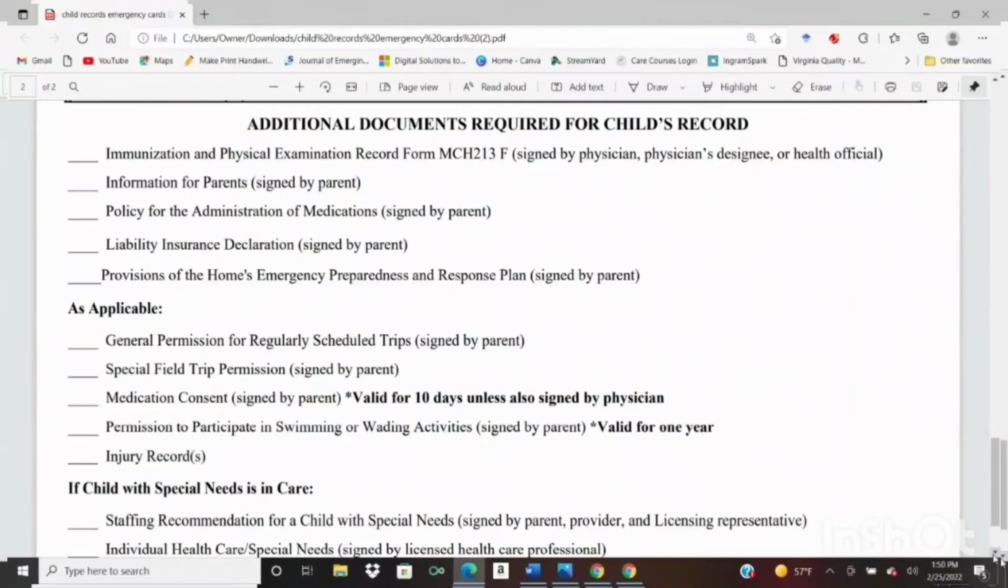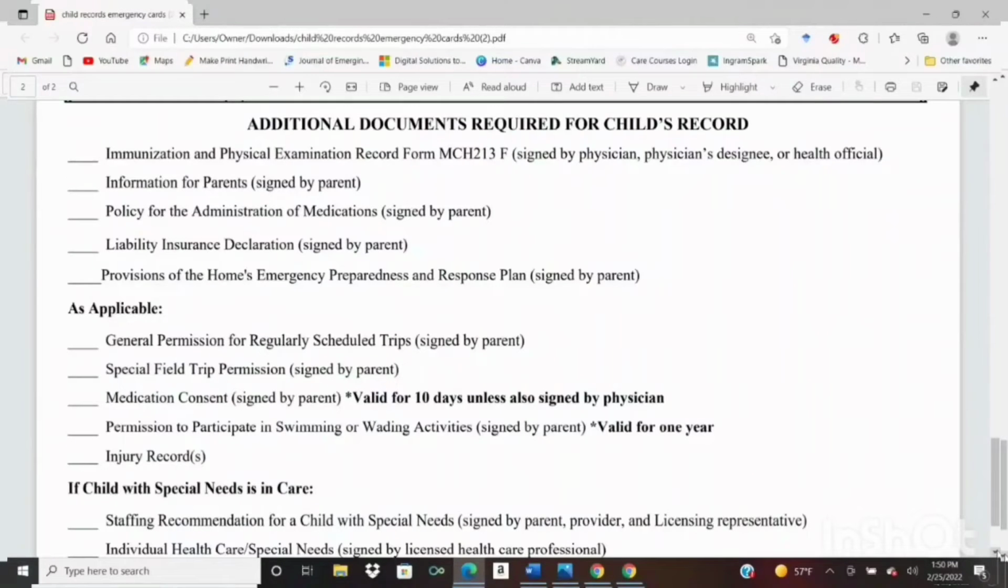Medication consent signed by parent, valid for 10 days unless also signed by a physician. So this just gives you consent to give medication to the child, and it depends. You can do topical if you're not medication administration certified, and if you are, you can go beyond that. So there's a lot to this, and I'm going to talk about this in other videos.